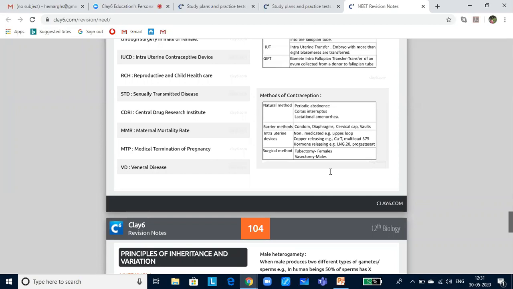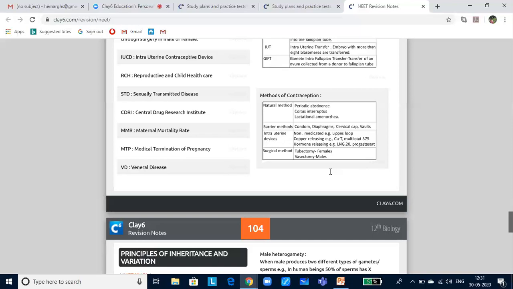Now, the next one would be the surgical methods. Surgical methods include cutting the fallopian tube or the vas deferens. In females, it is called tubectomy, and in males, it is called vasectomy. So the tubes are cut and ligated. In this way, we are able to prevent unwanted pregnancy.